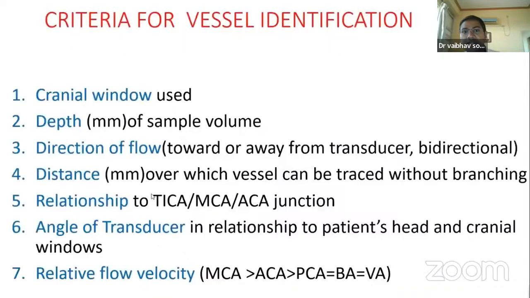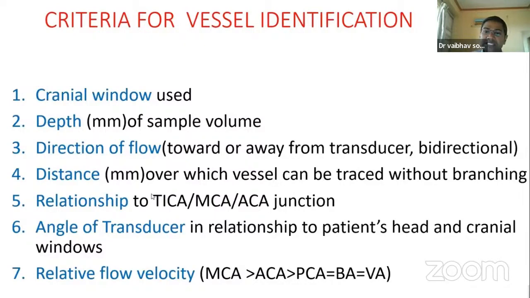Now, what are the criteria for vessel identification? First of all, the cranial window. Which cranial window are we using? According to that, we can identify certain vessels. And depending on the depth of the sample volume, we can safely say that we are insonating a particular vessel. And the direction of flow, whether it is towards the probe or away from the probe, we can easily distinguish between MCA versus PCA, MCA versus ACA.